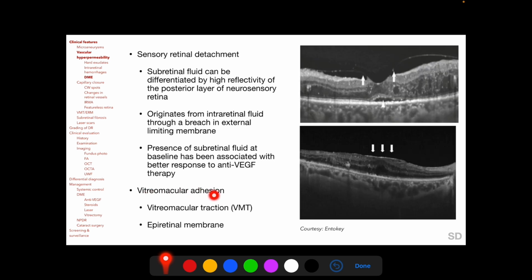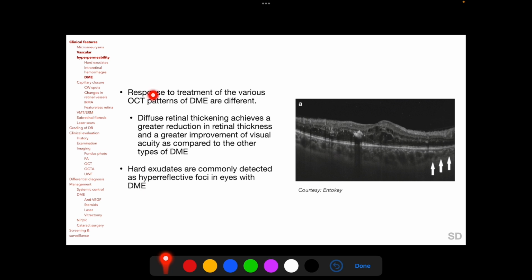Vitreomacular adhesion in diabetic macular edema can be in the form of vitreomacular traction or epiretinal membrane. These two OCT photographs show vitreomacular traction exerted by the posterior hyaloid either focally or in a diffuse area of the retina, and response to treatment of the various OCT patterns of diabetic macular edema are different, with diffuse retinal thickening demonstrating a greater reduction in retinal thickness and a greater improvement of visual acuity as compared to the other types of diabetic macular edema.